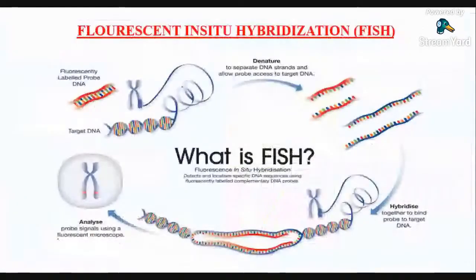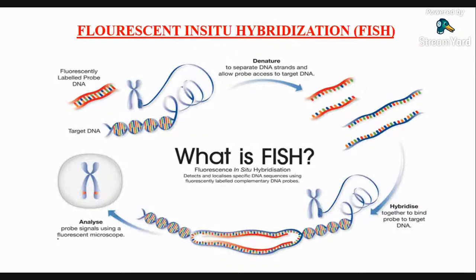What is FISH? FISH is a molecular cytogenetic technique for detecting and locating a DNA sequence on a chromosome. In FISH technology, we use fluorescent probes to detect DNA sequences. Steps of FISH technology. First, take the target DNA from a sample of the first species and a fluorescent-labeled probe DNA. The next stage is heating both the target DNA and the probe DNA.